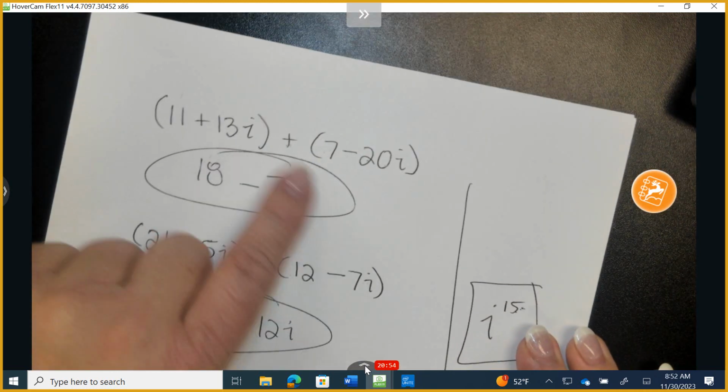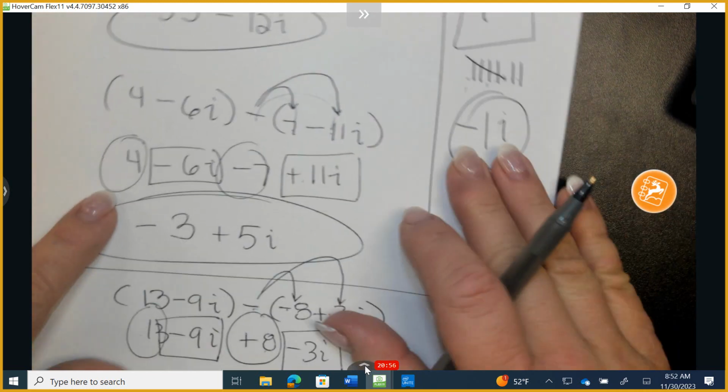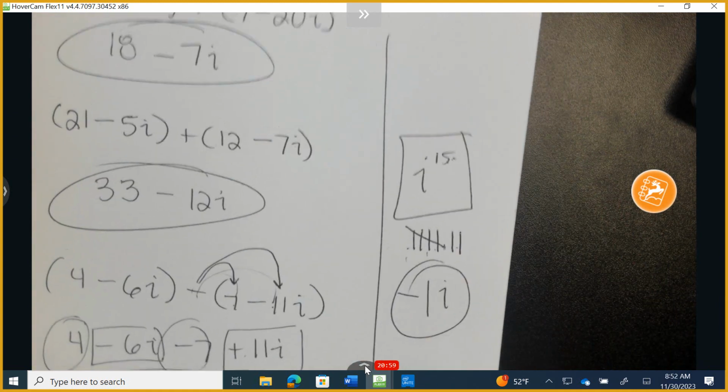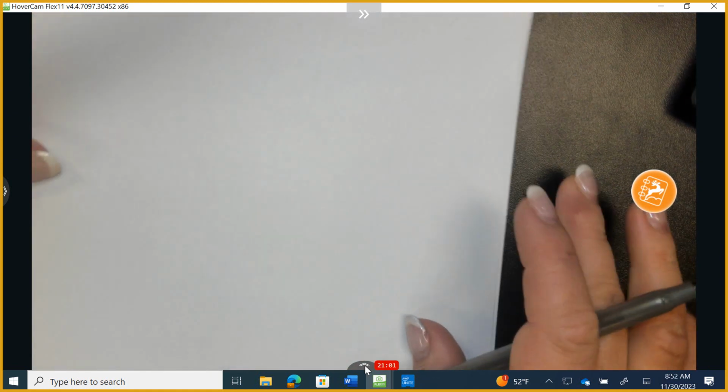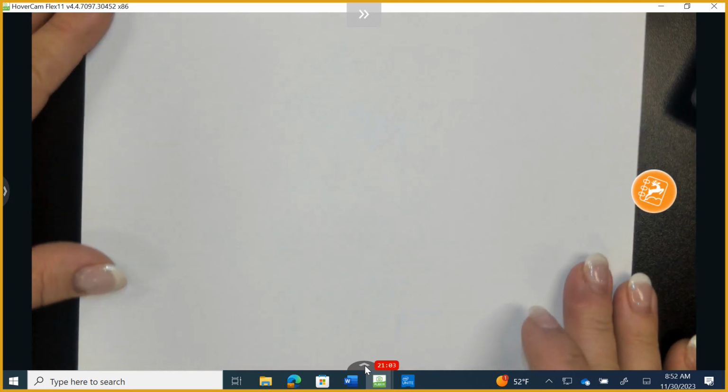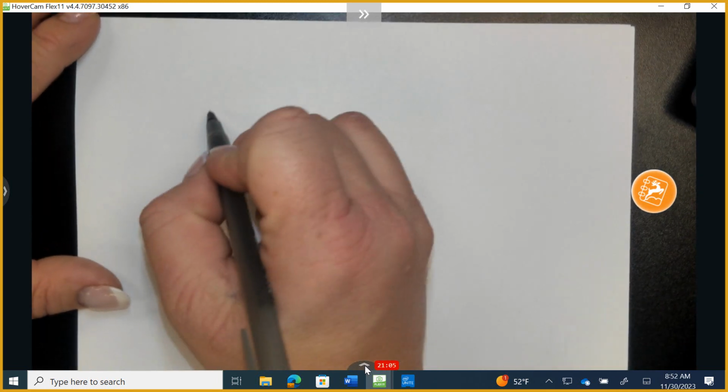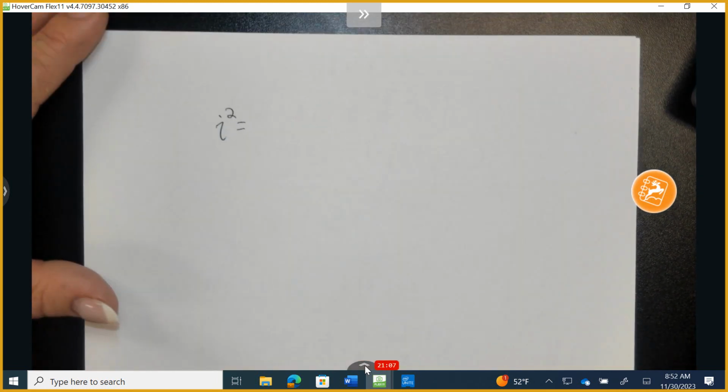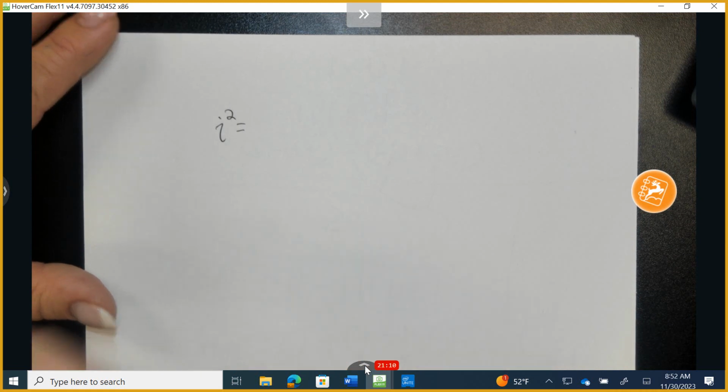Here's another concept. Can you add correctly? Another concept. Can you subtract correctly? Now we're going to flip to the back side. I'm flipping to the back side. You don't have to, sorry. What is i squared equal to? Tell me. What's i squared equal to?